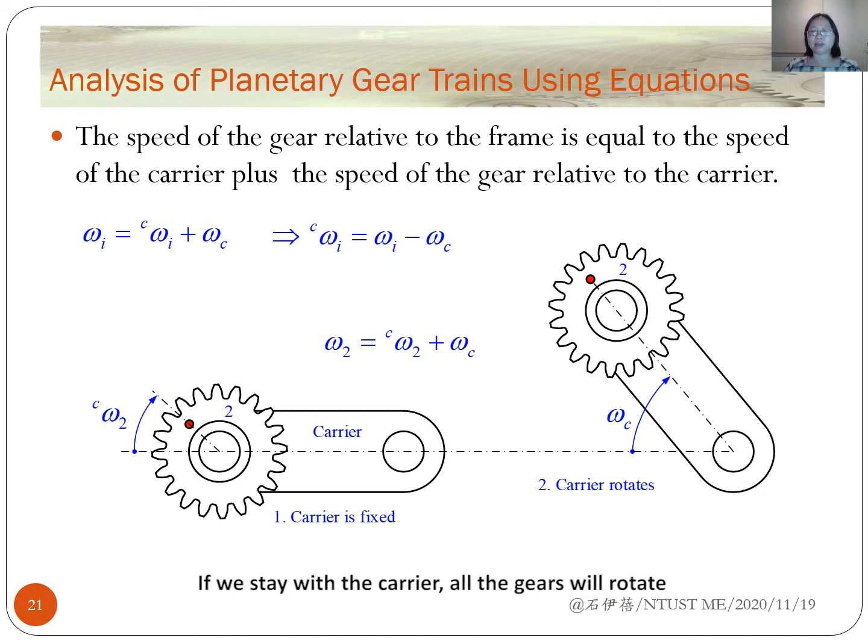If we stay with the carrier, all the gears will rotate like they are in normal gear trains. So we can define the equation to solve the speeds of the gears. From these relative velocity equations, we have the angular velocity of the gear relative to the carrier: omega_iC is equal to omega_i minus omega_C, where omega_i and omega_C are angular velocities of the gear and the carrier relative to the frame.